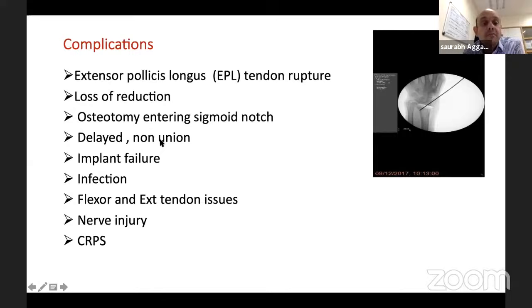Delayed and non-union, because there's a big gap at the osteotomy site, especially if you're not using graft. Implant failure, infections, flexor and extensor tendon issues, as we've discussed. Cutaneous nerve injury, so superficial radial nerve neuroma or an ulnar cutaneous nerve neuroma can be very disabling. So as I showed you in that operative slide, good, nice, thick skin flaps so that the nerve goes with the fat. And then, of course, CRPS.